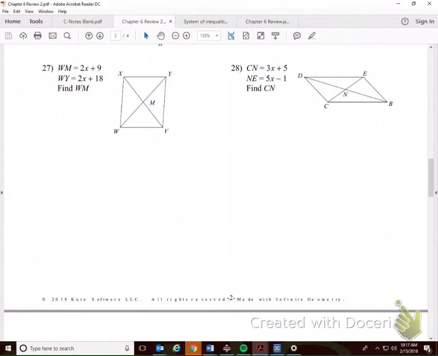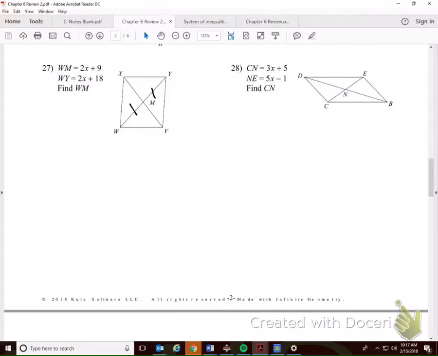So, now, if you were paying attention to the previous slides, then you'll know that not only are the opposite angles supplementary, but they are also, because it's a parallelogram, the diagonals bisect each other. So that means that WM and MY are congruent. So what bisect means is cut in half.